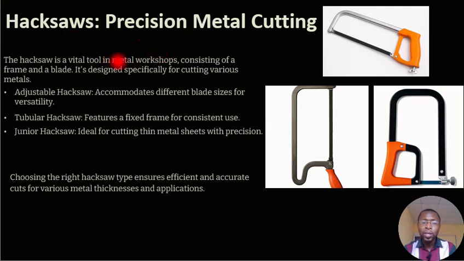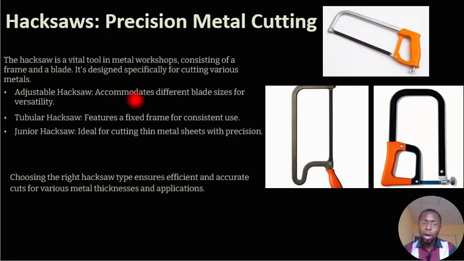The axle, like I said earlier, is a vital tool in metal workshop. It consists of frame and blade, as you can see here. So this is the frame, and this is the blade. The blade is what actually does the work of cutting. It is attached to the frame. It's the frame that carries the blade, and this is the handle. All right. So it has different types. We have the adjustable one. This is the adjustable one here, where you can put different blades of different sizes. Okay, this is where you can unscrew and screw.